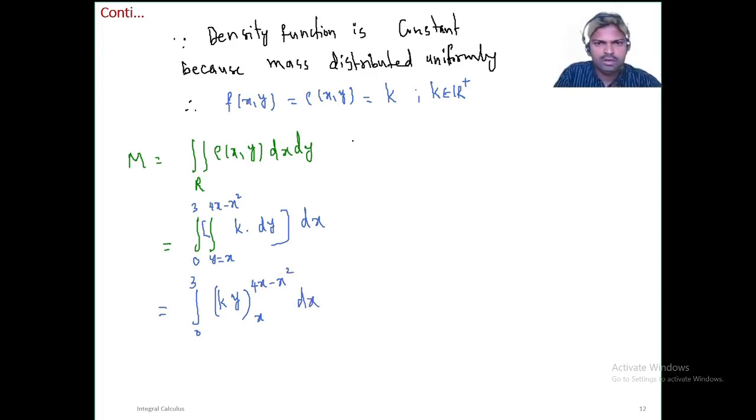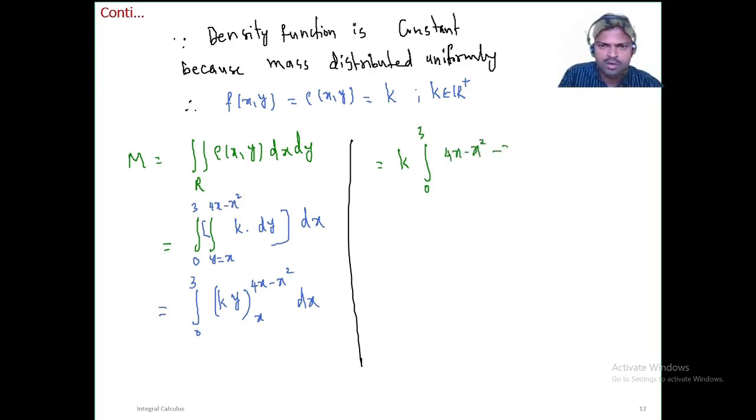Okay, now since k is constant, we can pull it out of the integration. So integration 0 to 3, plugging back, k out, 4x minus x square is the upper limit, minus the lower limit x, into dx. Next step, k into 4x minus x, 3x, so 3x square by 2 minus x cubed by 3, and the limits are 0 to 3.